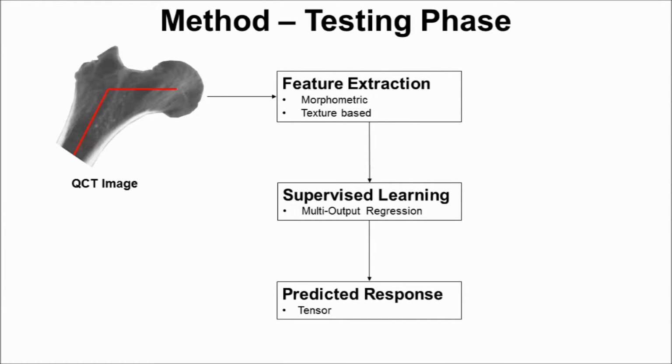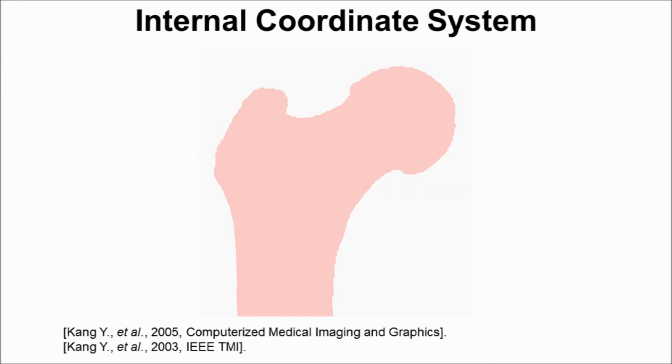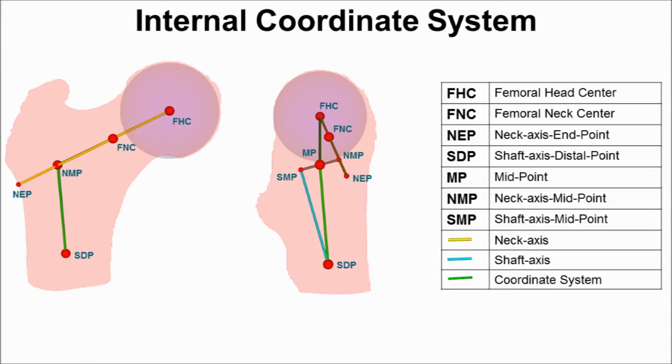In testing, the input features of a new case are applied to the trained model, and the tensors for that case are then predicted. For the extraction of morphometric features, an internal coordinate system is constructed based on discovered key points. The coordinate system and the key points are presented in this slide.